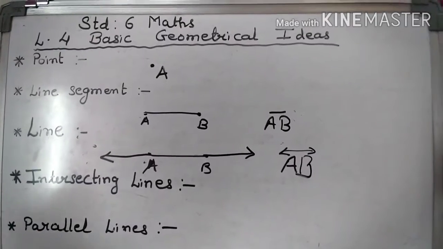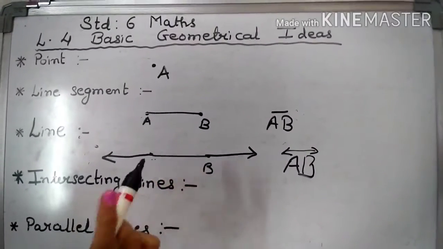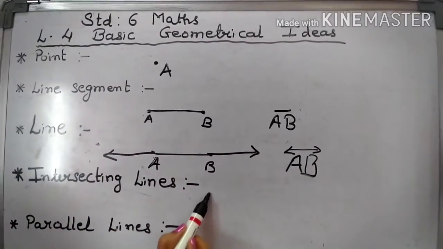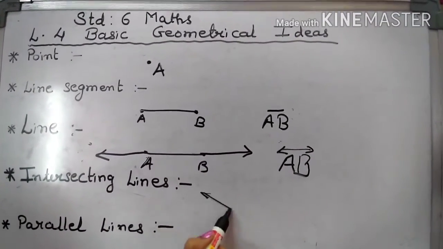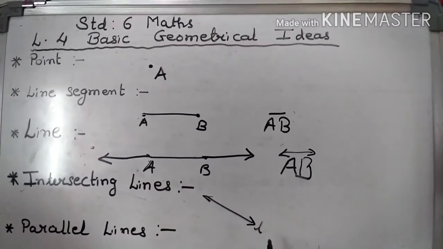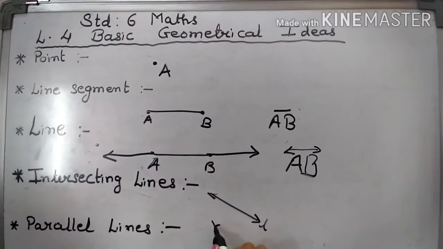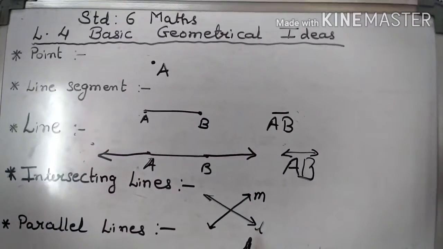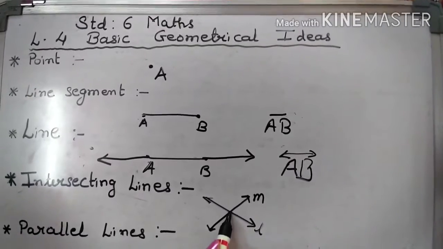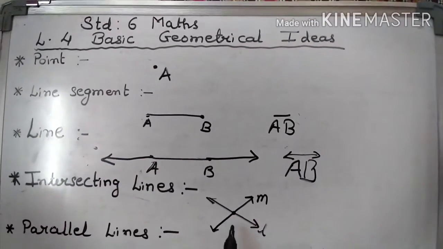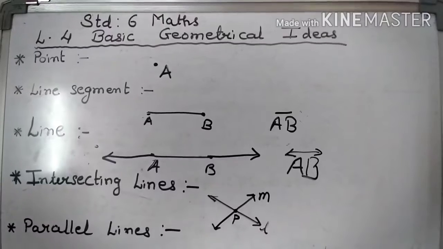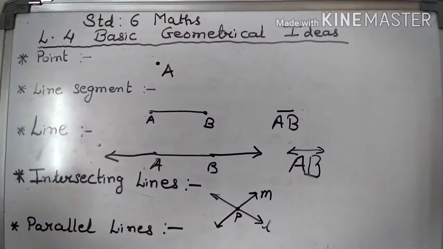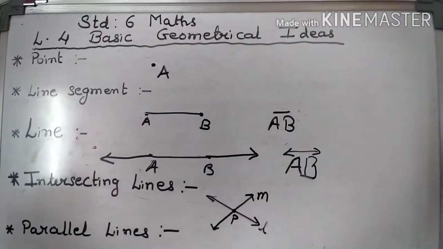Now, there are two types of lines: intersecting lines and parallel lines. Suppose here is a line L and here is a line M. Line L and line M intersect at a common point P. So, if two lines have exactly one common point, they are called intersecting lines.